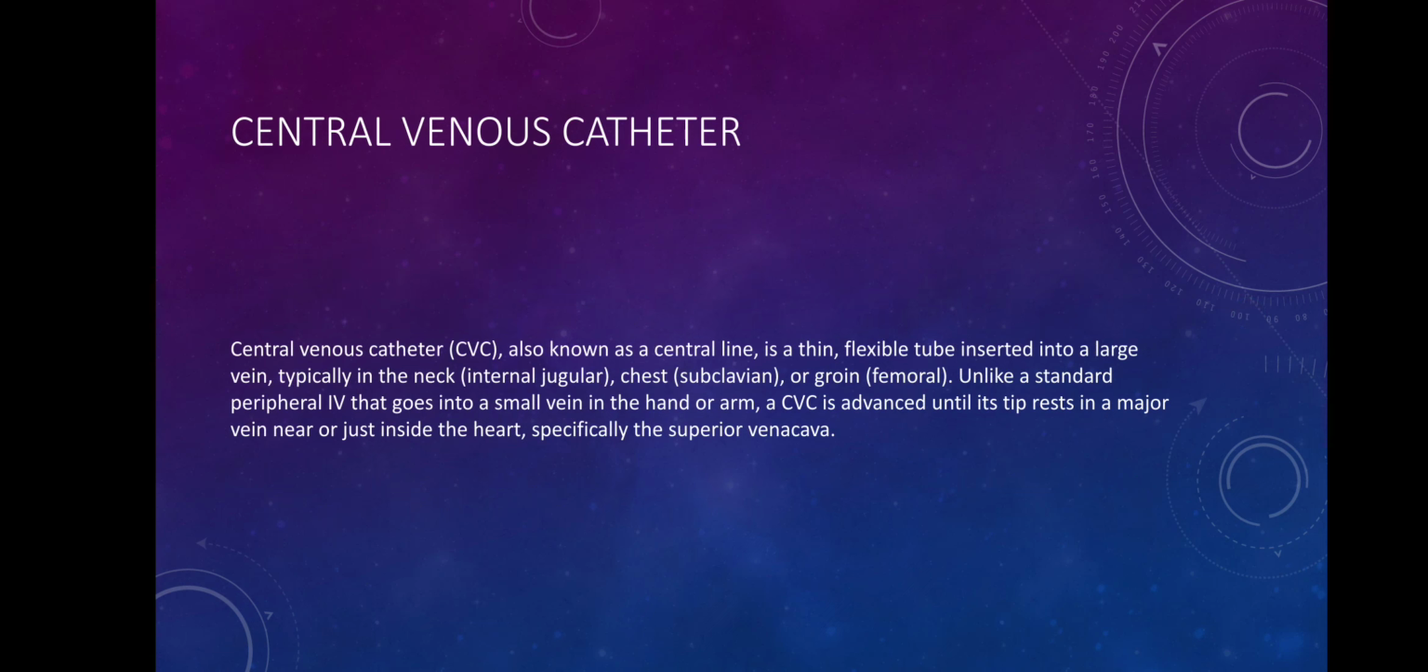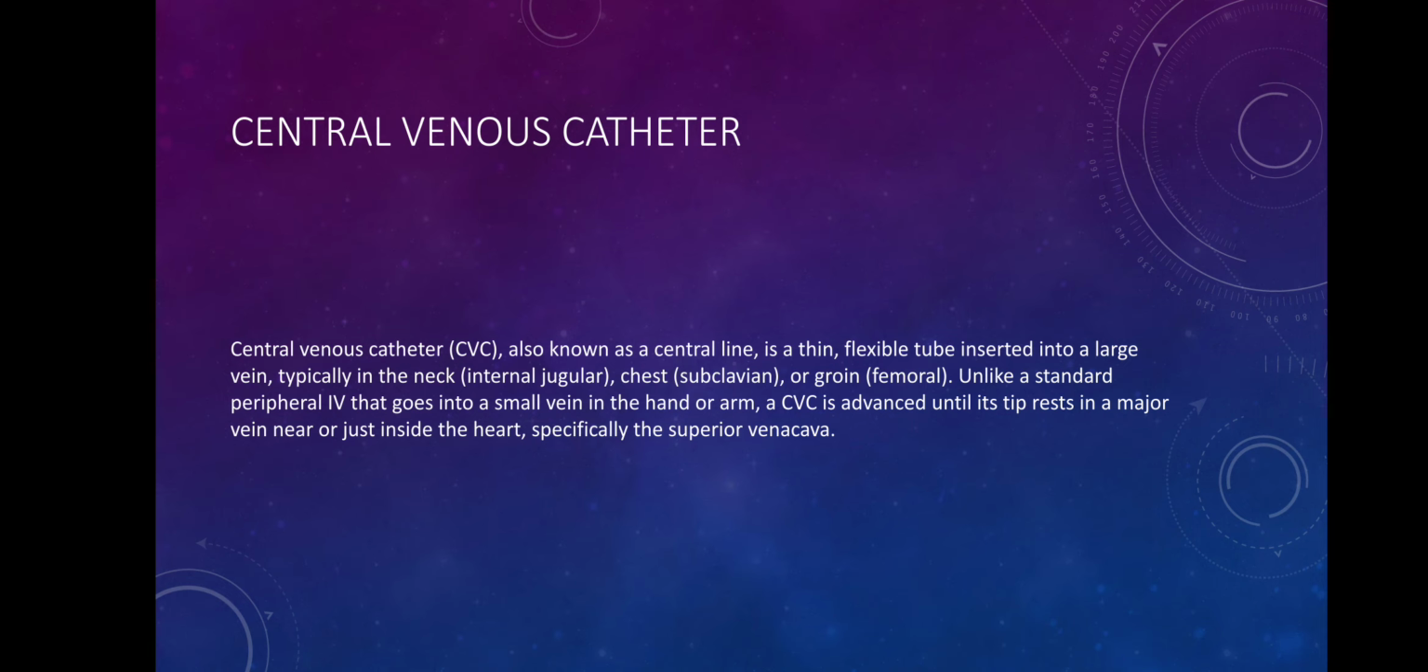The last one is central venous catheter. Central venous catheter is also known as central line. It's a thin and flexible tube inserted into a large vein, typically in the neck, the internal jugular site. Chest means subclavian, or groin is like femoral.